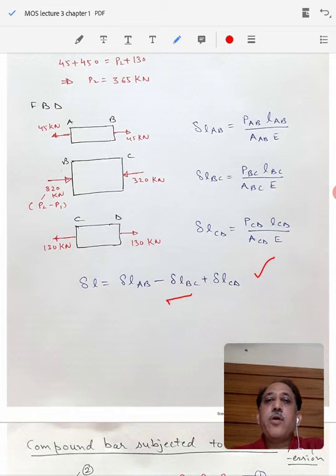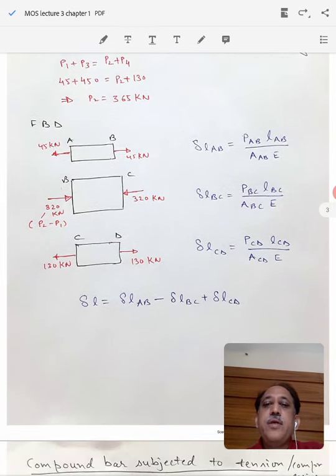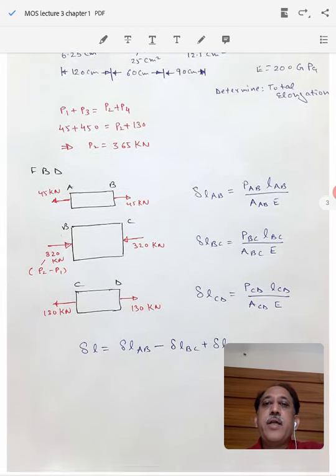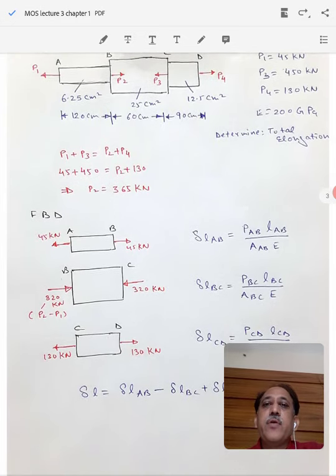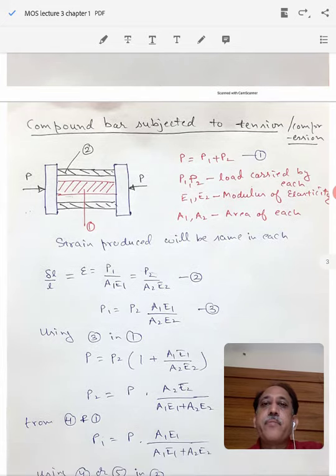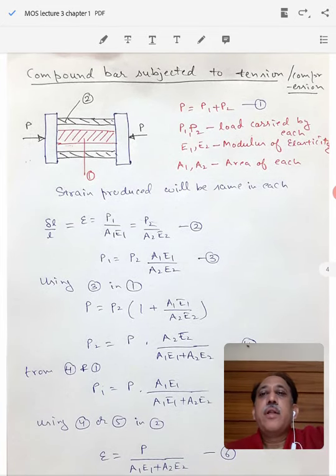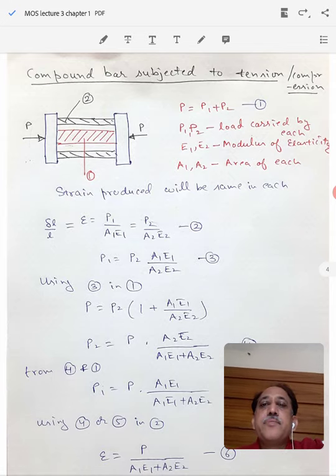So please make all these calculations in your home assignment, and you can see the total net deformation delta L. It may turn out to be either a positive value or a negative value, let me know. Now let's come to the next case.